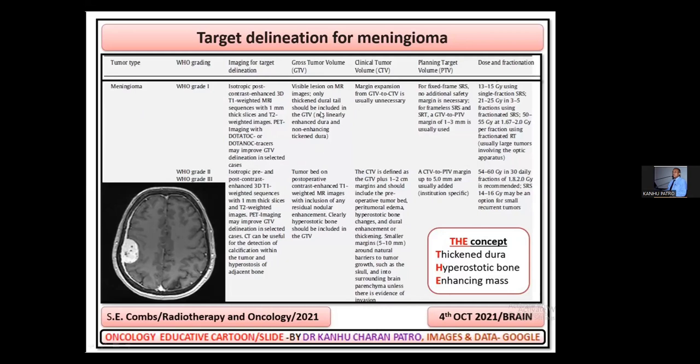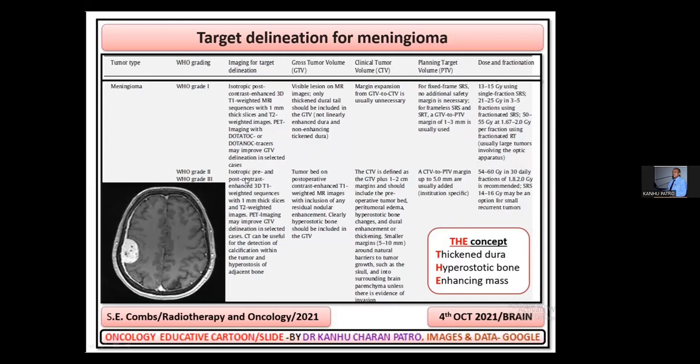according to the MRI and DOTATATE PET. There is a GTV, CTV expansion is not necessary, and you can plan for a 1 to 3 mm PTV. You can go for single fraction 15 gray or 5 fractions 25 gray SRS, or conventional fractionation up to 54 gray.